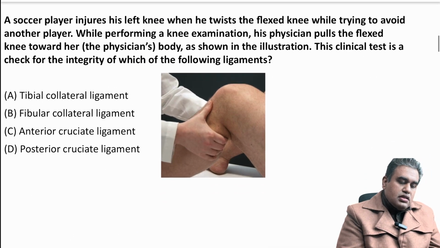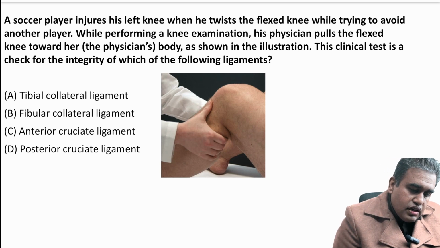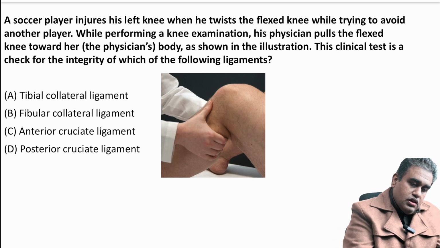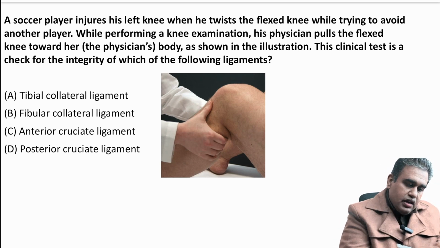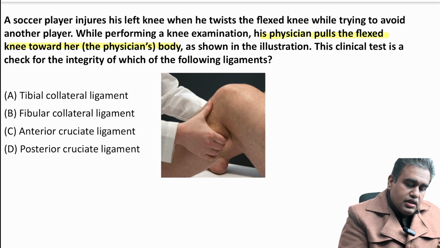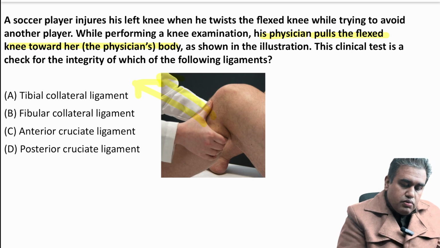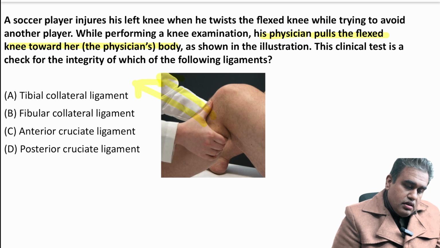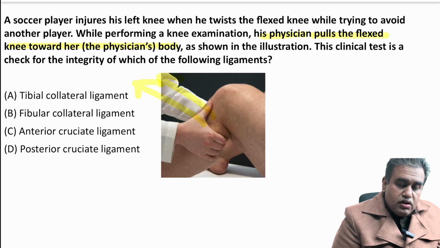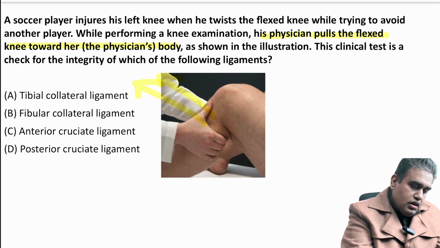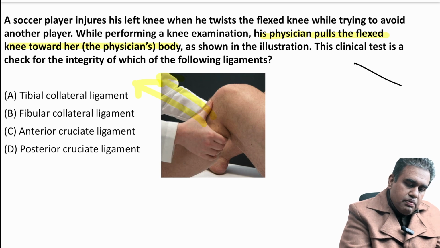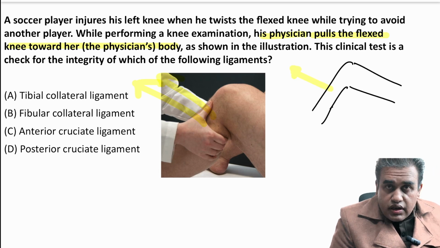A soccer player injures his left knee when he twists the flexed knee while trying to avoid another player. While performing a knee examination, a physician pulls the flexed knee towards her body as shown in the illustration. The clinical test is a check for the integrity of which of the following ligaments? Now what is happening is, this is the thigh part, and that is the leg part. The physician over here is trying to pull the leg towards the physician's body.